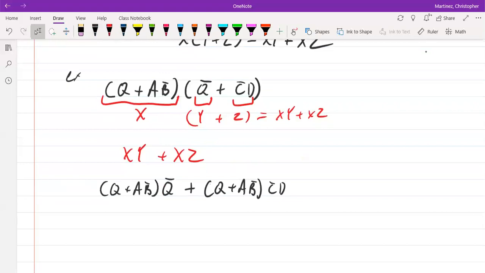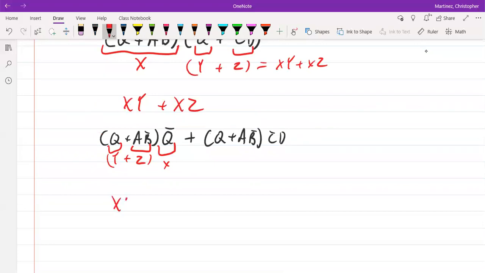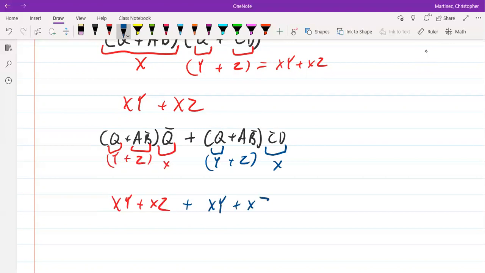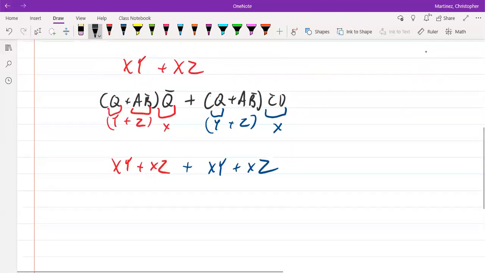All right, now that I have these, again, I'm going to apply the same principle to it. I'm going to say q bar is x, q is y, ab bar is z. So I want to do the same thing that would give me xy plus xz. Over here in the blue, I'm going to do the same thing. I'm going to say c bar d is x, and then y and z, so I'm going to get plus an xy plus an xz. All right, let me substitute back in.